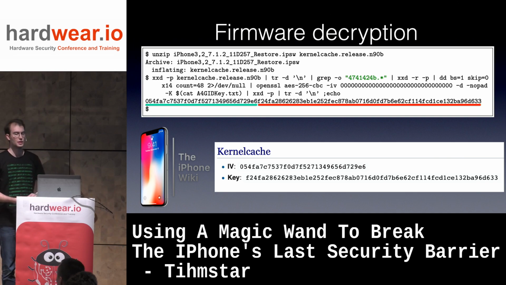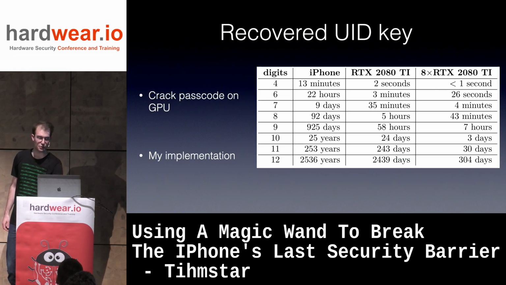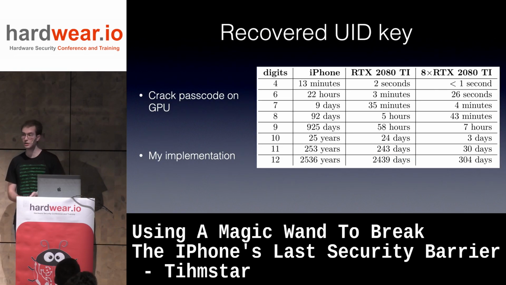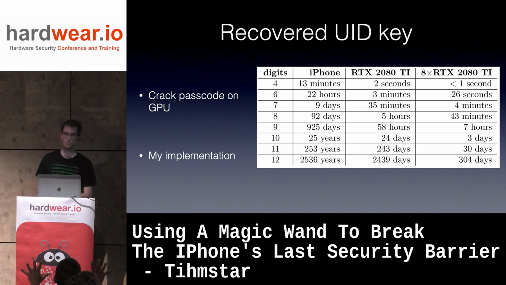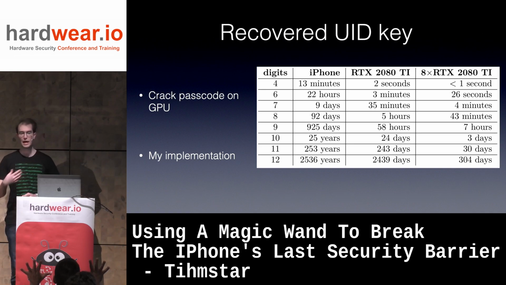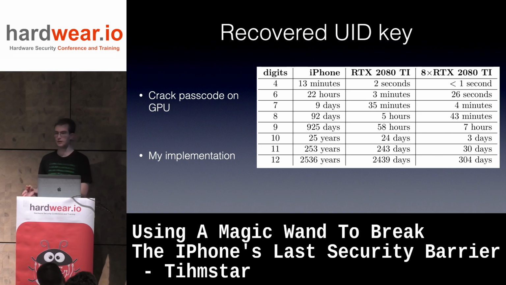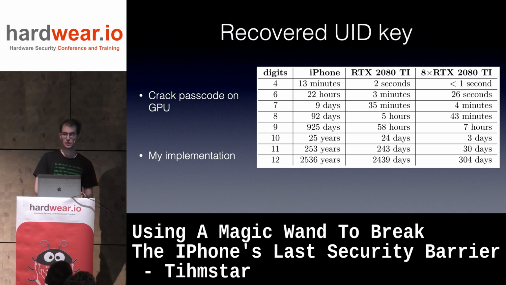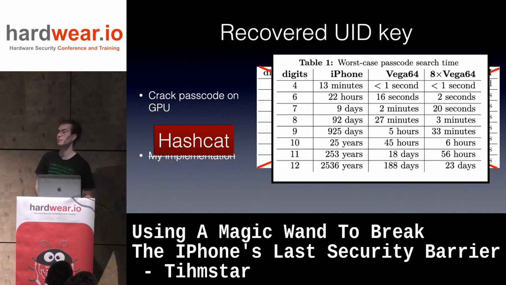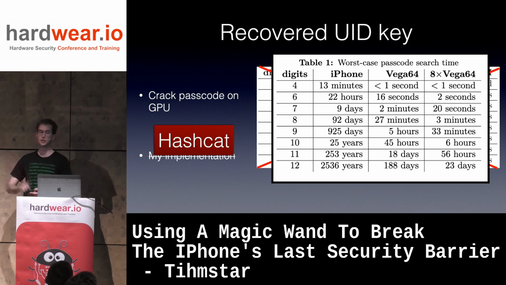Well, what else can we do? We can recover the UID key. I actually wrote a custom implementation for cracking the user passcode on GPUs. Now that we have the UID key, we can do that. But I suck at GPU programming, so instead of taking my implementation, a friend over at Hashcat implemented that. So you can use Hashcat to crack iPhone PINs, given you have extracted the UID before.